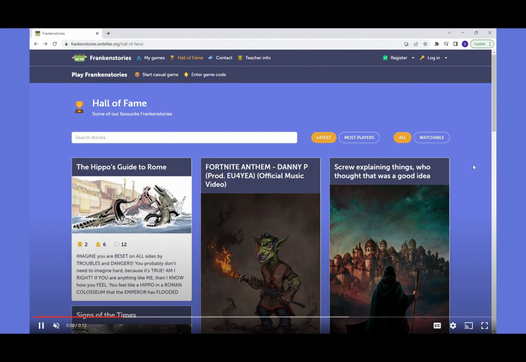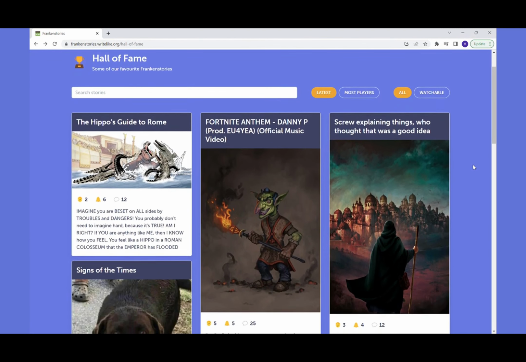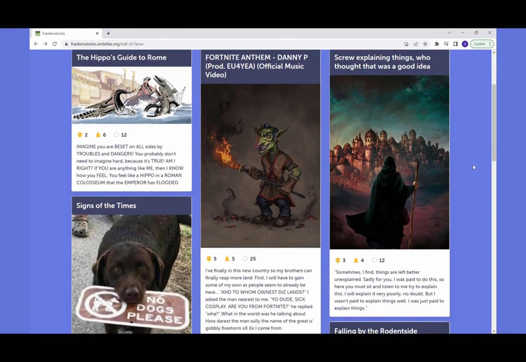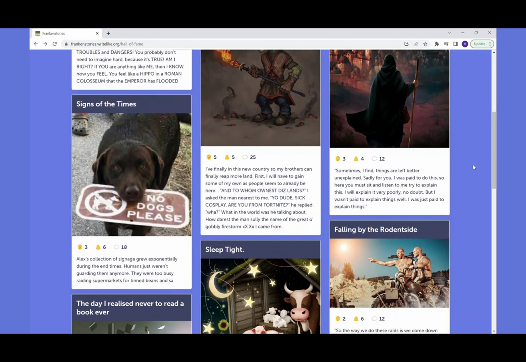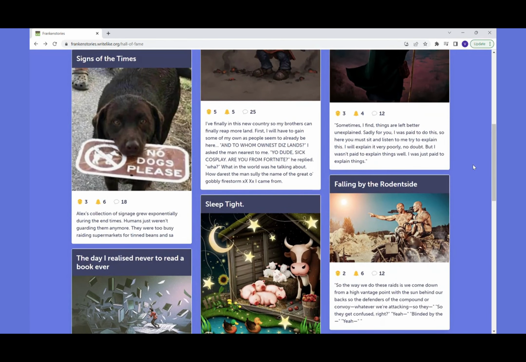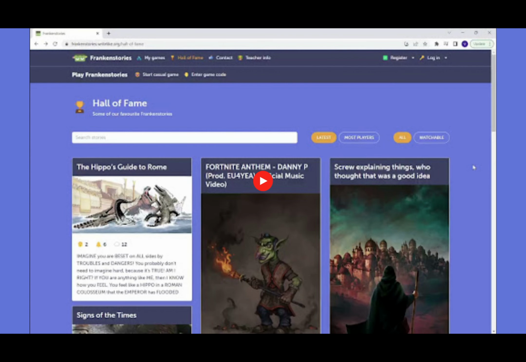Something else about this that's really amazing is the Hall of Fame. This allows students to evaluate other people's responses. Many other students have already done these with their teachers or with their friends, and you can upload them to the Hall of Fame. You can apply to put it in the Hall of Fame, and students can see what stories other people are producing and what makes it a good story.